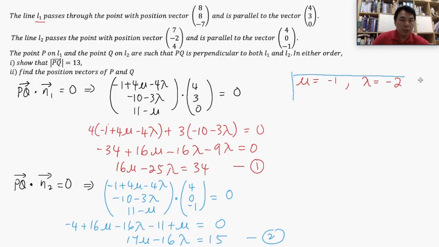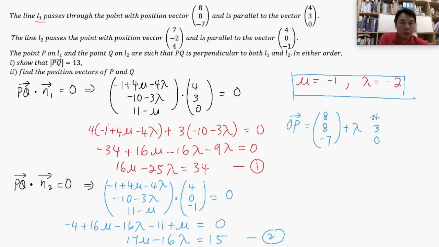So that will be my unique solutions for mu and lambda here. Right. Now at this point, I'm ready to obtain the position vector for point P. The position vector for P is basically (8, 8, -7) plus lambda (4, 3, 0). Now since I have found my lambda, I can substitute it over here.